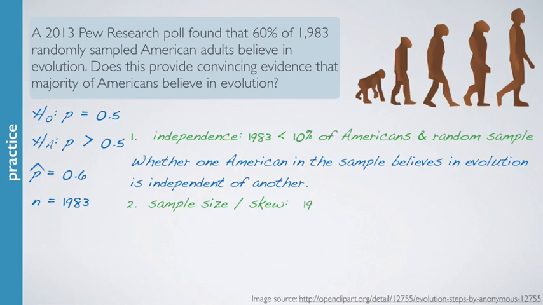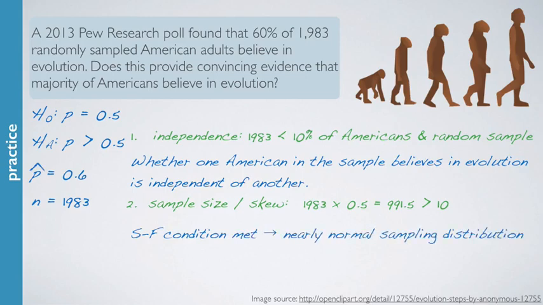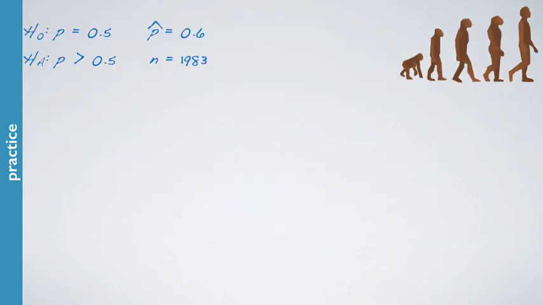So the total number of successes and failures that are expected in this sample are going to be both 1983 times 50%, or 0.5, which gives us roughly 991.5, which is obviously greater than 10. We didn't calculate both of them separately because we're multiplying by the same 0.5 either way, whether you're calculating expected successes or expected failures. Then, since the success-failure condition is met, we can assume a nearly normal sampling distribution for our sample proportion.